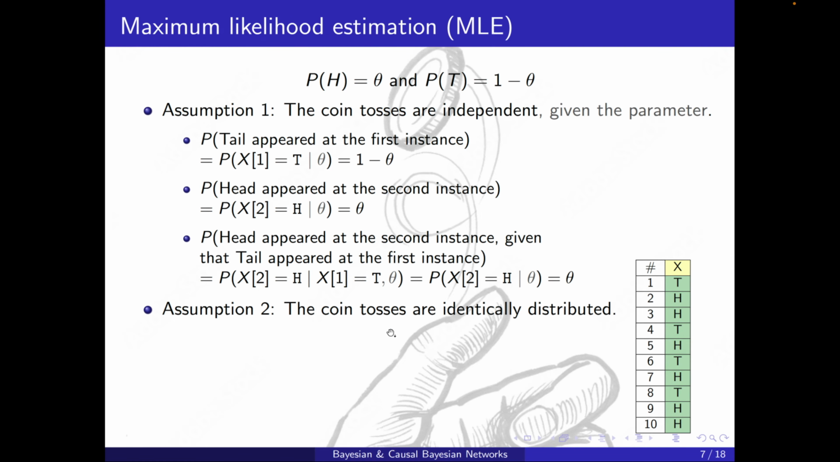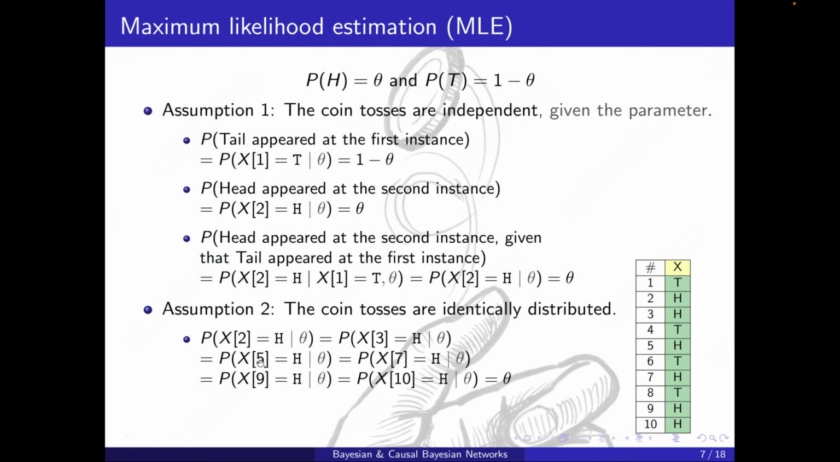Assumption 2, the coin tosses are identically distributed. And that means that the probability of having head at instance 2 is the same as having head at instance 3 and at instance 5 and so on, everywhere else. Theta, once we know that the parameter of our model is theta, whatever it is, then these are all the same. It doesn't change, for example, over time. And the same with the other one, which will be equal to 1 minus theta, the tail.